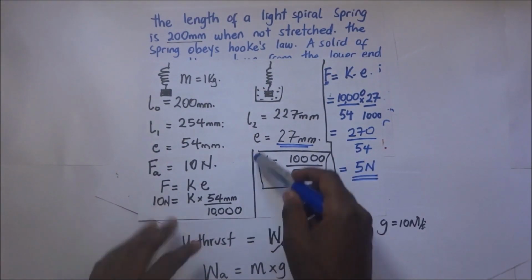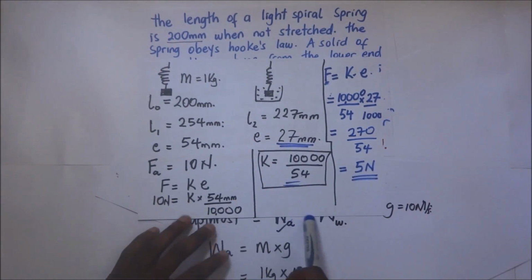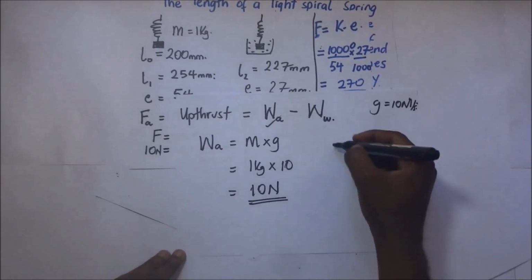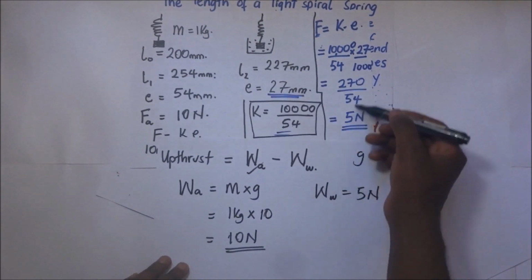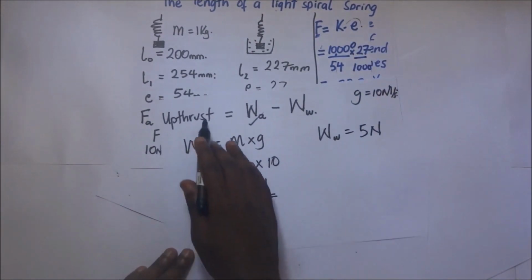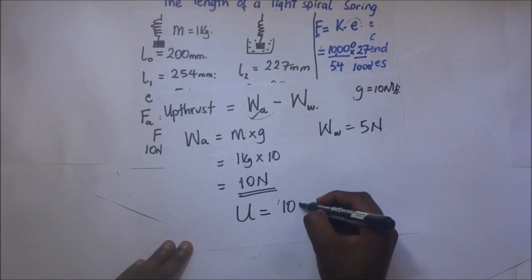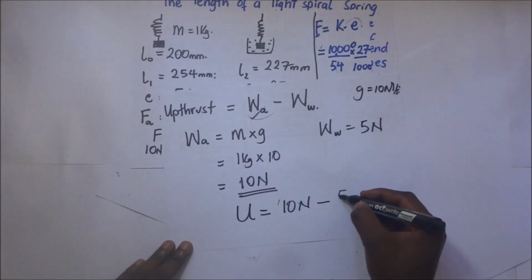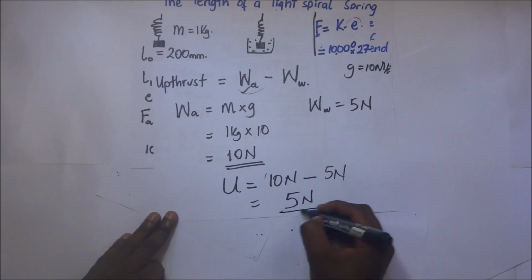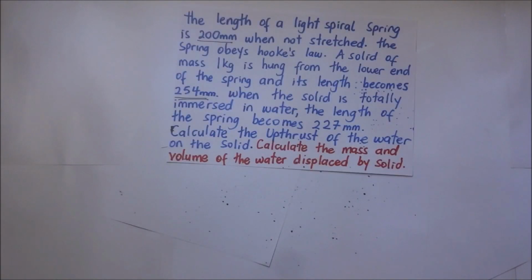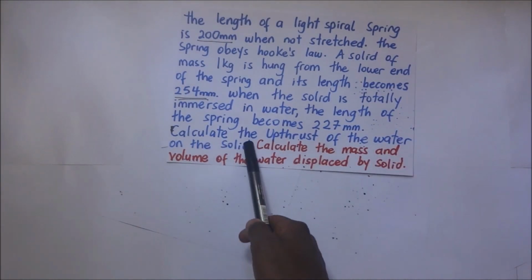So it means that when this thing was in water, it weighed 5 newtons. So we shall come back to our expression here and say, we already have weight in water, we got it as 5 newtons. So our upthrust force is going to be equal to weight in air, which is 10 newtons, minus weight in water, which is 5 newtons. So meaning our upthrust force in this case is 5 newtons. And that's our answer. We have answered the first part of the question that required us to calculate the upthrust of the water on the solid, which we got as 5 newtons.